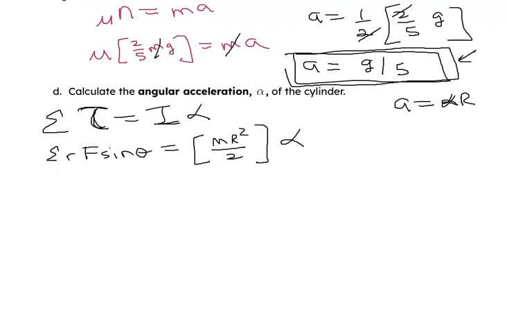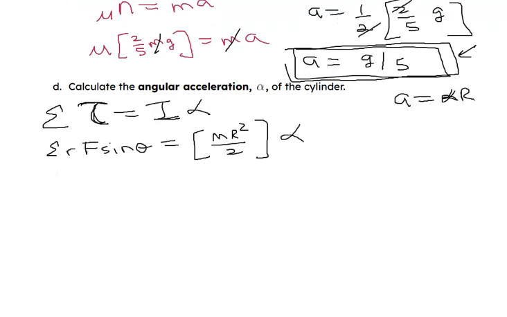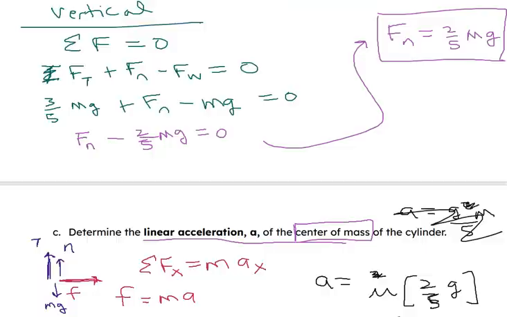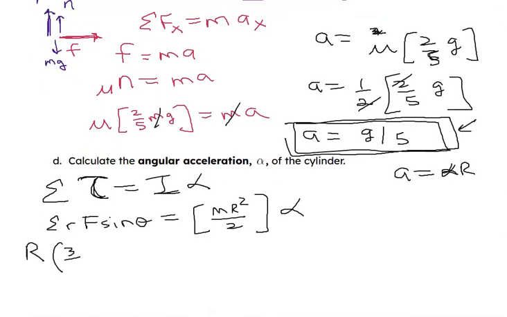Okay, so we have two torques. So R is easy because both of the forces are acting at the edge, so R is just the radius. F for the tension is 3/5 mg. Is it, or is it 2/5? No, it's 3/5. And that is sine of negative 90 because it's clockwise, plus R times friction.